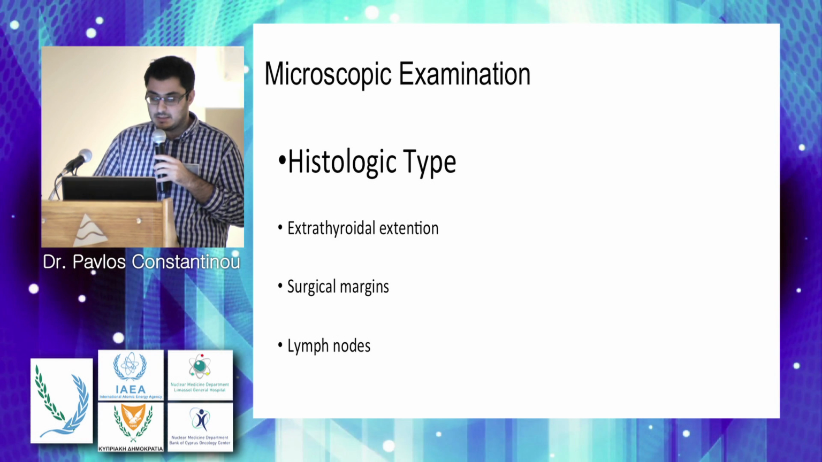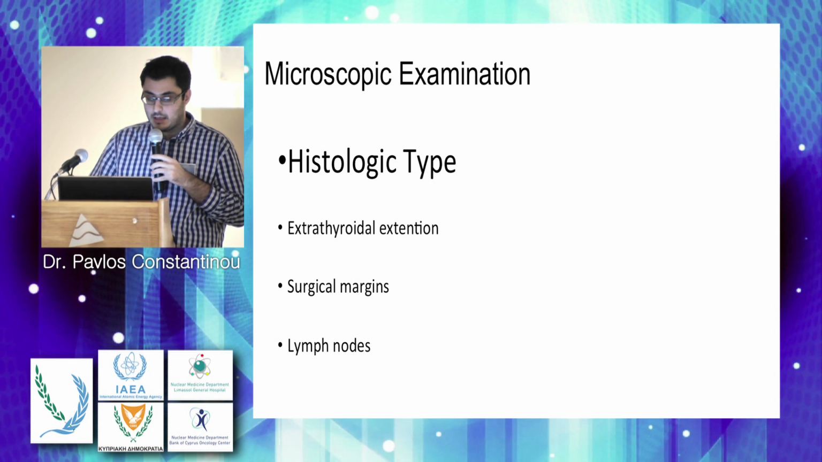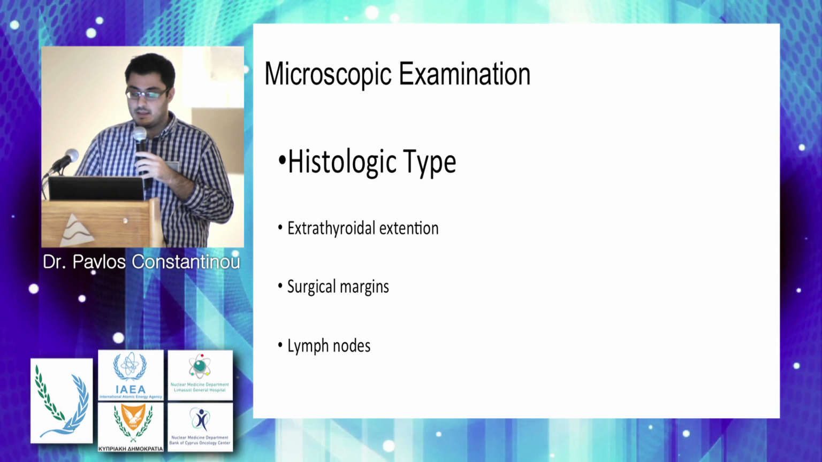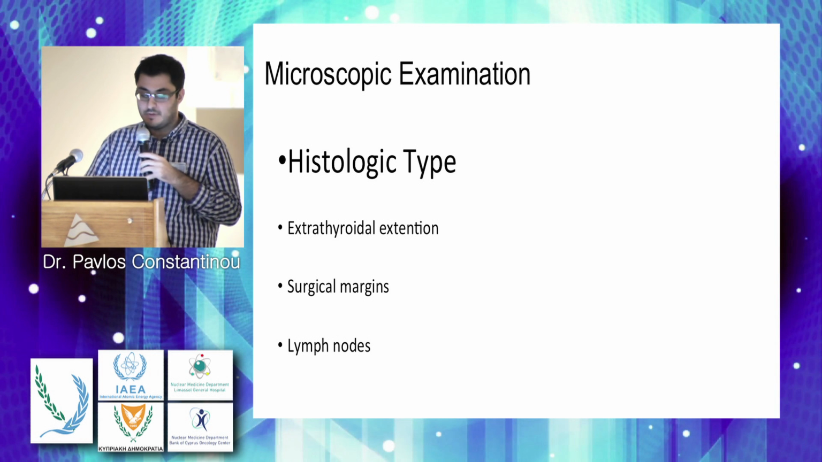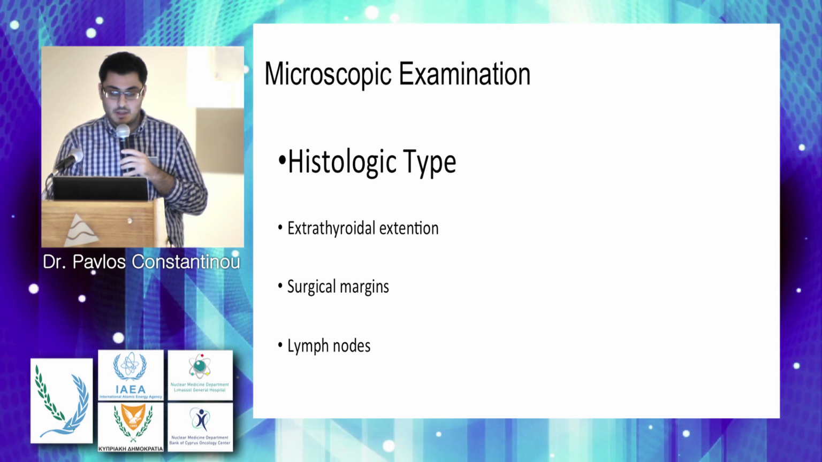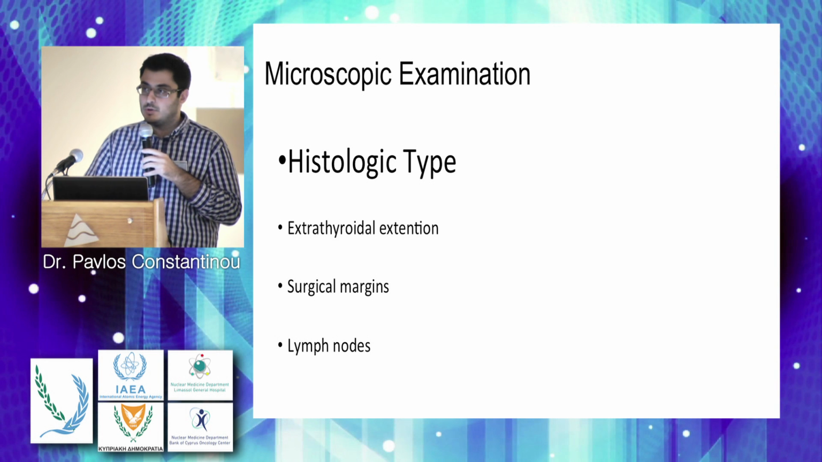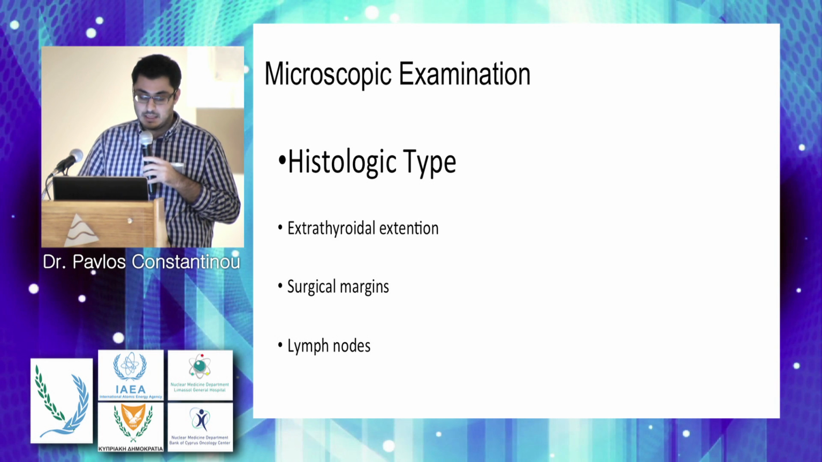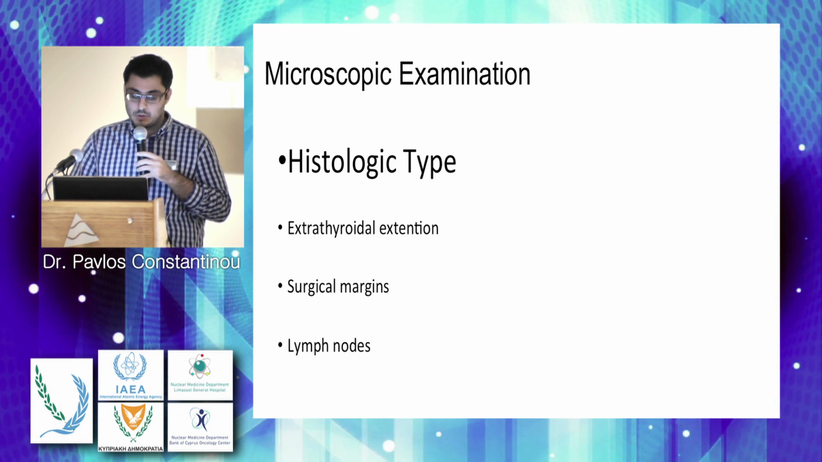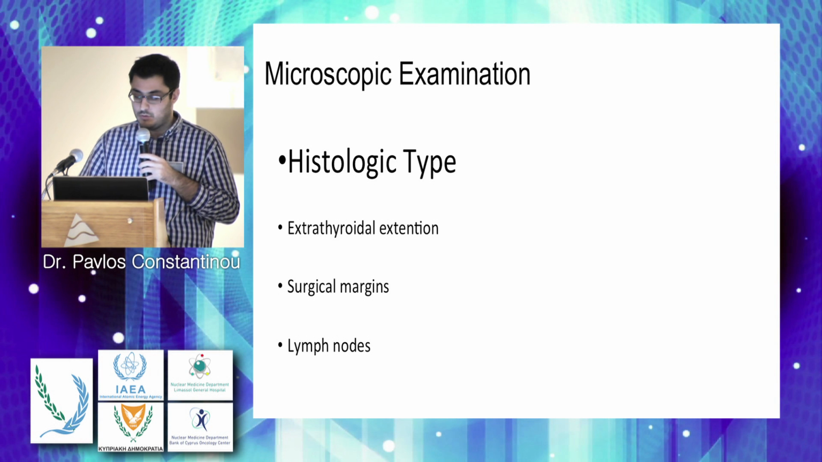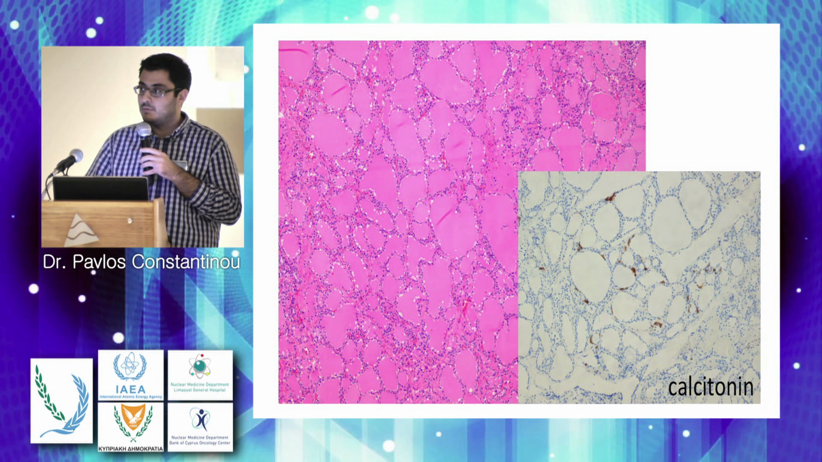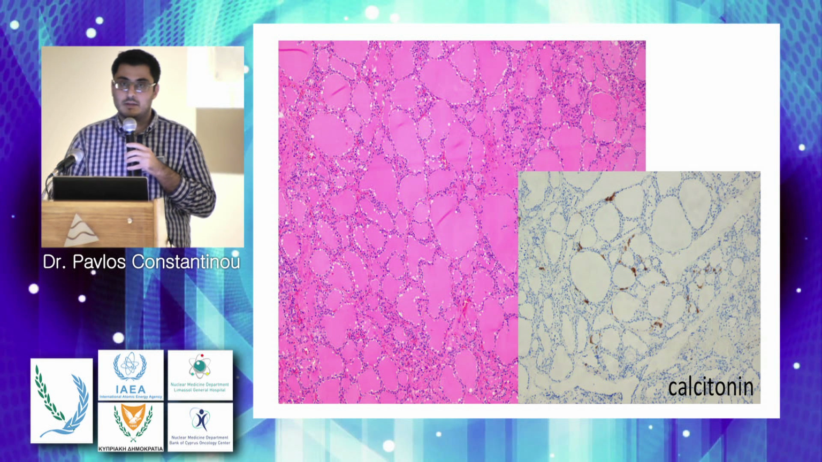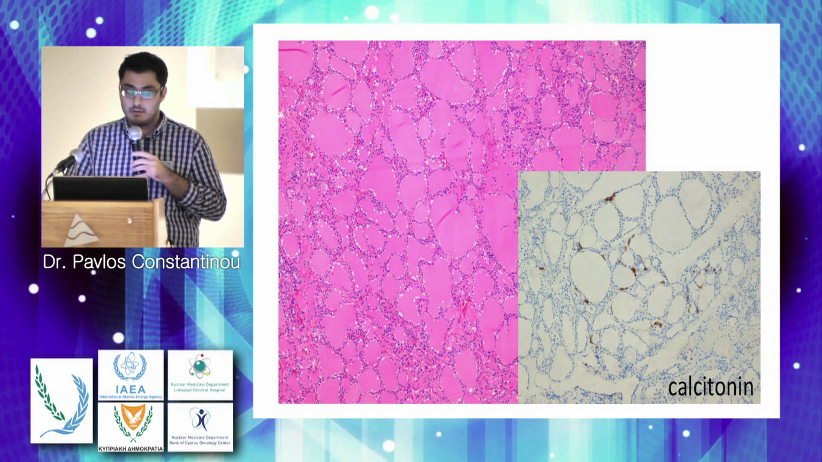The microscopic examination, here we will analyze the histologic type, and we will also say a few things about the significance of the presence of extrathyroidal extension, of the positive surgical margin status, and of a positive lymph node, cervical lymph nodes. But before we start with the malignancies, let's have a look at the normal appearing thyroid parenchyma.